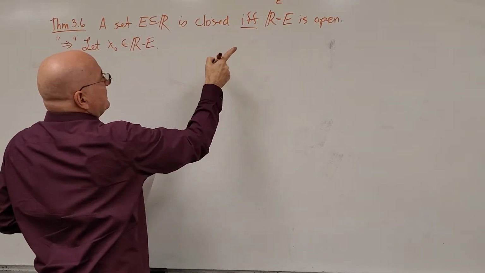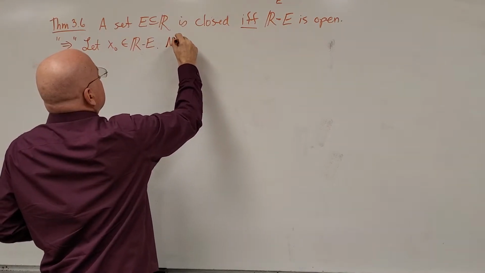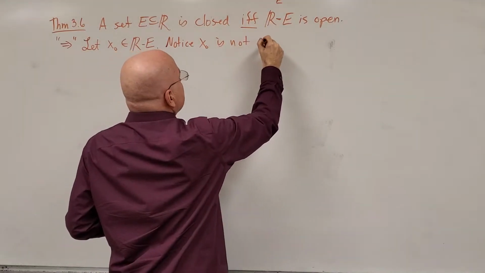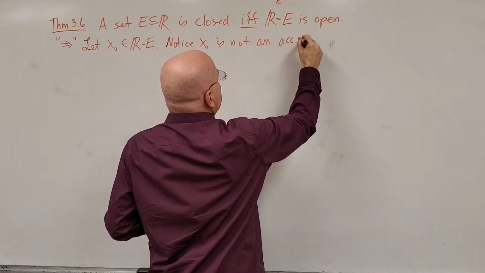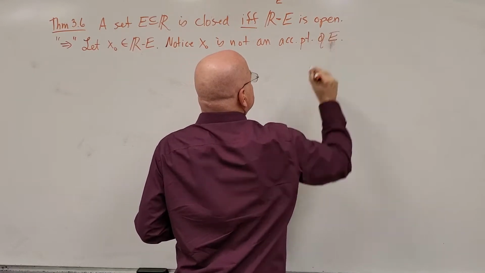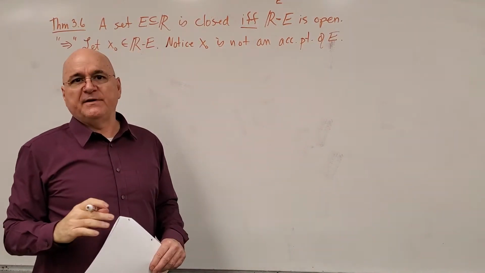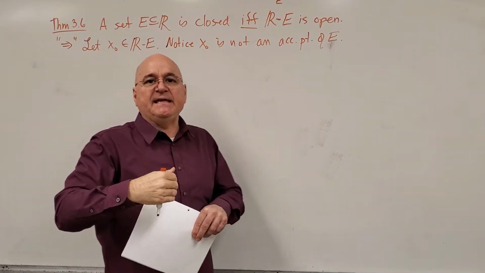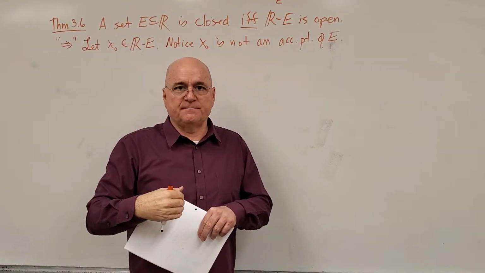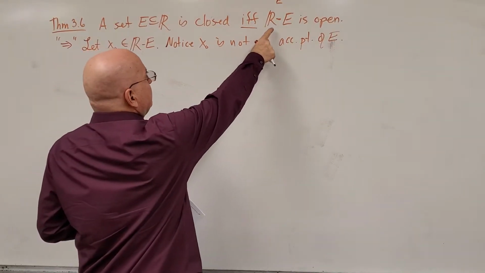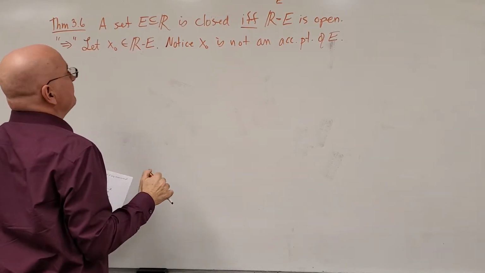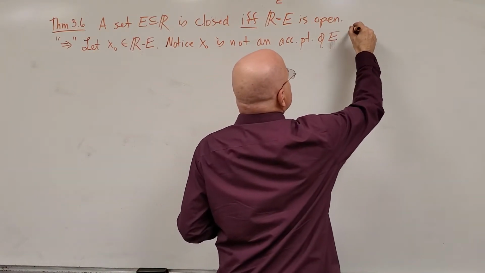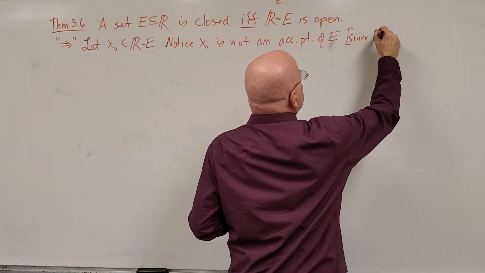All right, well, notice if it's in the complement of E, x naught is not an accumulation point of E. How do I know that? Well, by definition, if E is closed, it contains all of its accumulation points. So if we're taking a point out of the complement, it could not possibly be an accumulation point of E, since E is closed.